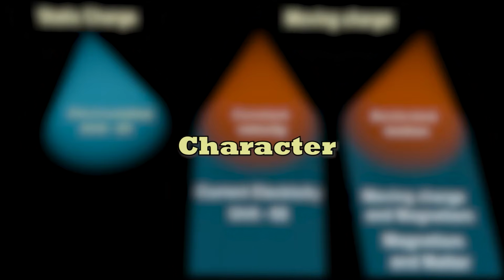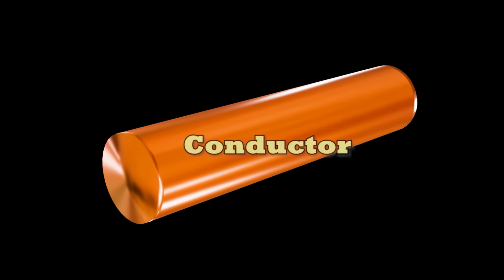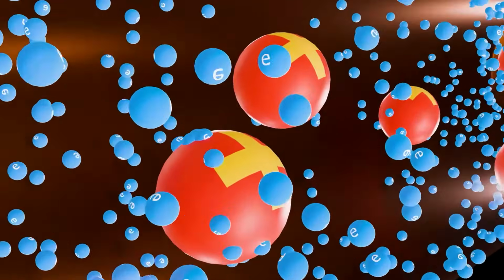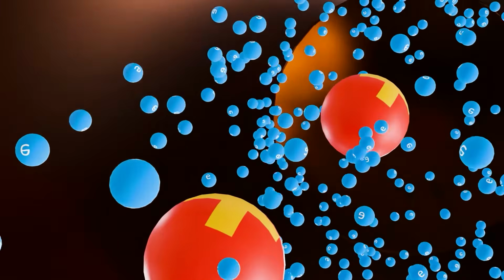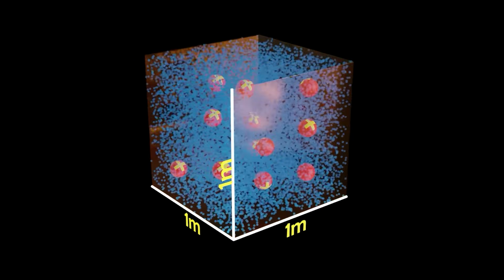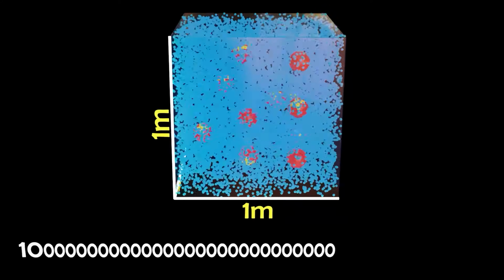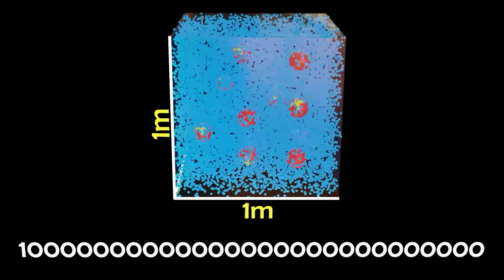There is one character that has a deep connection with both charges and current, and that is the conductor. Metals, for example, are good conductors. But why? Because metals have a huge number of free electrons, electrons that are not tightly bound and can move easily. Imagine this. If you take a metal cube that is 1 meter in length, 1 meter in width and 1 meter in height, it would contain around 10 to the power 28 free electrons. That's a number with 28 zeros after 1. These free electrons are the reason why metals can conduct electricity.